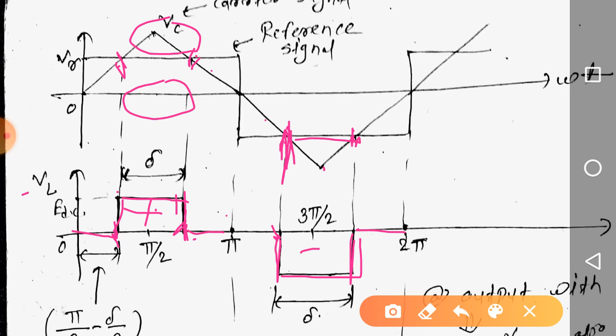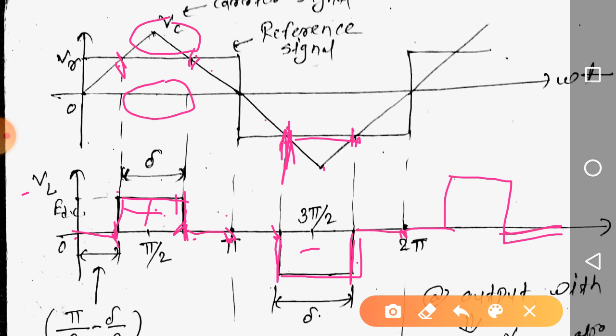Now one more thing, this is omega t equal to 0, this is omega t equal to pi, that is the center point of the full waveform, and this is omega t equal to 2 pi. Similarly after 2 pi also, it is 0 here, again non-zero, again 0, and again it will be non-zero like this. Are you getting the point, right? So this type of waveform is known as a quasi square wave.